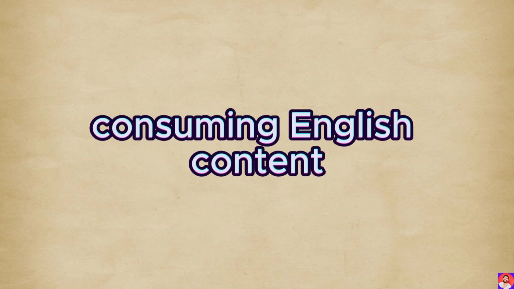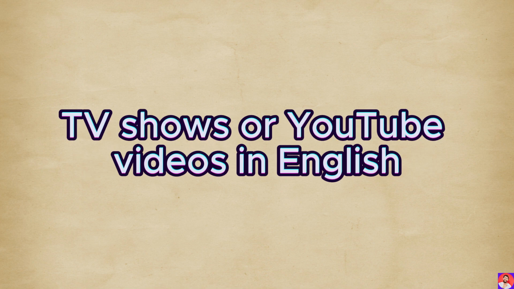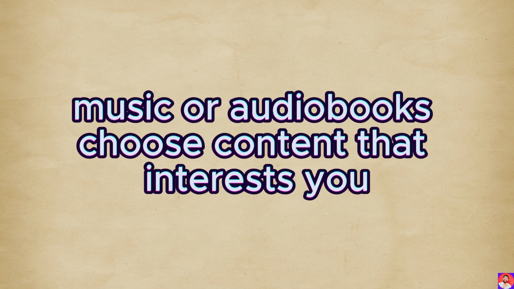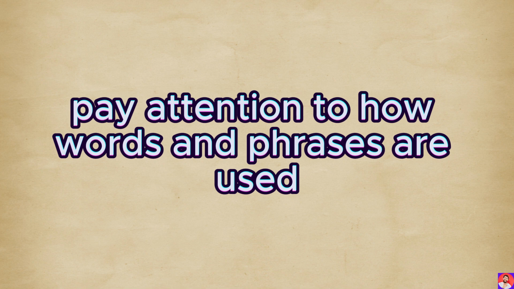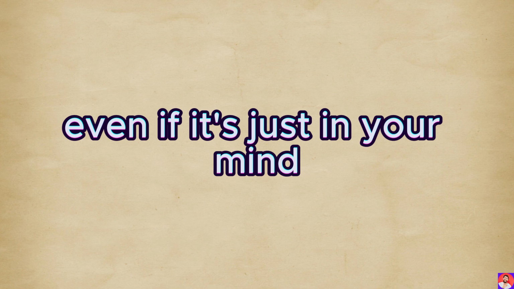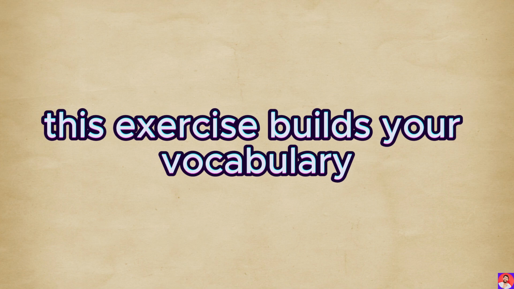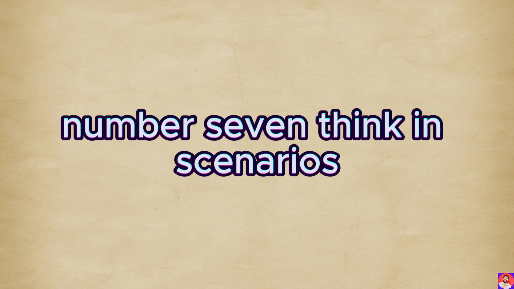Number 6, watch, read, and listen in English. Consuming English content is one of the best ways to learn how to think in the language. Try watching movies, TV shows, or YouTube videos in English. Listen to English podcasts, music, or audiobooks. Choose content that interests you so it's easier to stay engaged. As you watch or listen, pay attention to how words and phrases are used. Afterward, try to summarize what you heard in English, even if it's just in your mind. This exercise builds your vocabulary and trains your brain to process information in English.